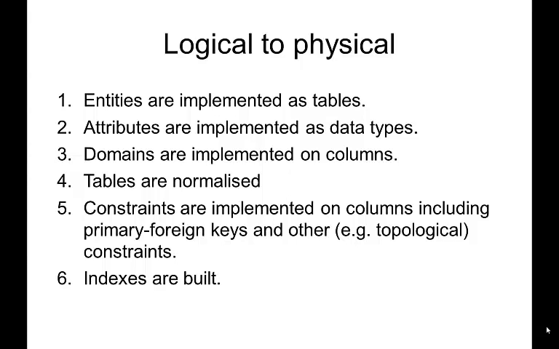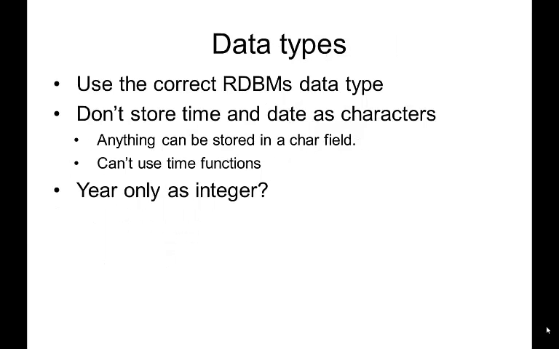Constraints are implemented on columns, including primary keys and any other constraints. So, for example, in a spatial database, there may be topological constraints, so these polygons can't overlap, for example, that kind of constraint. And we may build indexes. So that's the basic process, or the tasks that need to be undertaken. And as I say, they may not actually be undertaken 1 to 6. You may jump forwards and backwards between them. And indeed, I will in the following slides. They won't be numbered stages 1 to 6. They'll jump about a little bit.